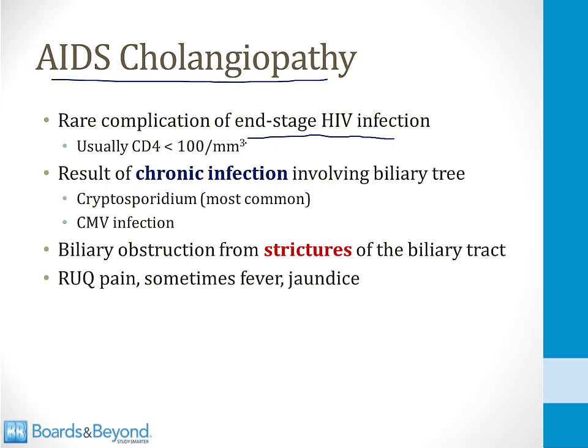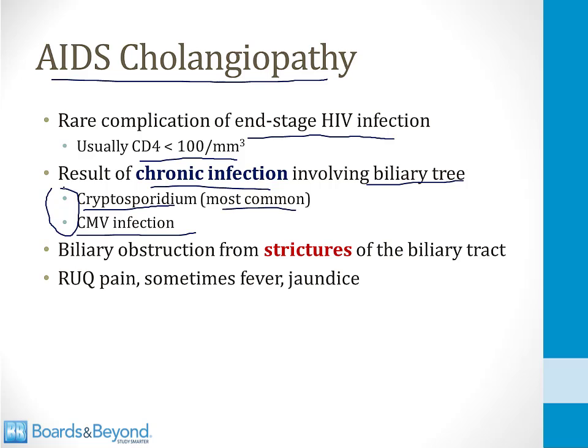You have to have a very low CD4 count, usually less than 100. This isn't seen much in the era of antiretroviral therapy, but it used to occur more commonly when there weren't effective therapies for HIV. It's the result of chronic infection involving the biliary tree. Usually the infection is a result of cryptosporidium, that's the most common agent, but sometimes it's also due to cytomegalovirus, and to get both of these infections you need to have a very low CD4 count.